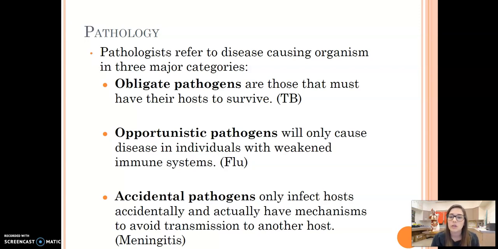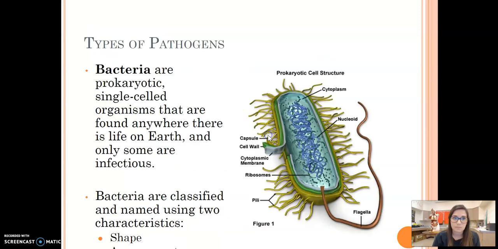Opportunistic pathogens will only cause disease in individuals with weakened immune systems. So for example, the flu. And then accidental pathogens, these are unique because they only infect hosts accidentally and actually have mechanisms to avoid transmission. An example of that is meningitis, which is a bacterial infection that spreads to the brain and spinal column.